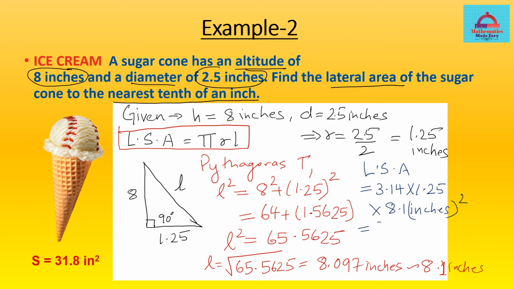So this is coming approximately 31.7925 inches square on my calculator, but we need to round it off to one decimal place. So I'm going to be doing that and giving my answer as approximately 31.8 inches square, and that is the correct answer. That completes example 2 as well, and I'm sure by now you are getting more comfortable with cones and finding the lateral surface area.